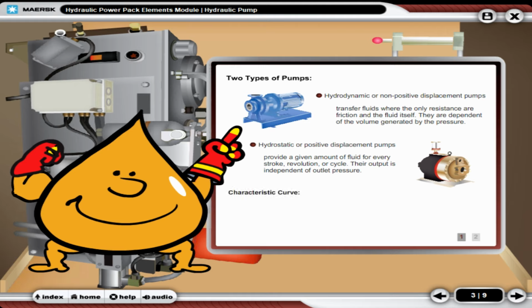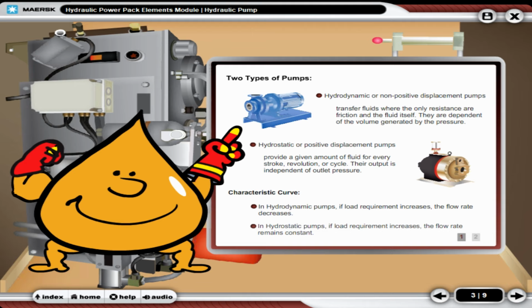The characteristic curve gives you a better understanding of these two pumps. In hydrodynamic pumps, if load requirement increases, the flow rate decreases. In hydrostatic pumps, if load requirement increases, the flow rate remains constant.